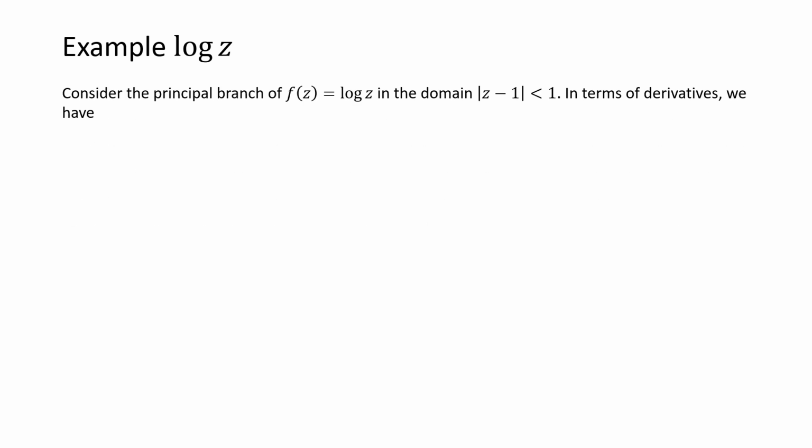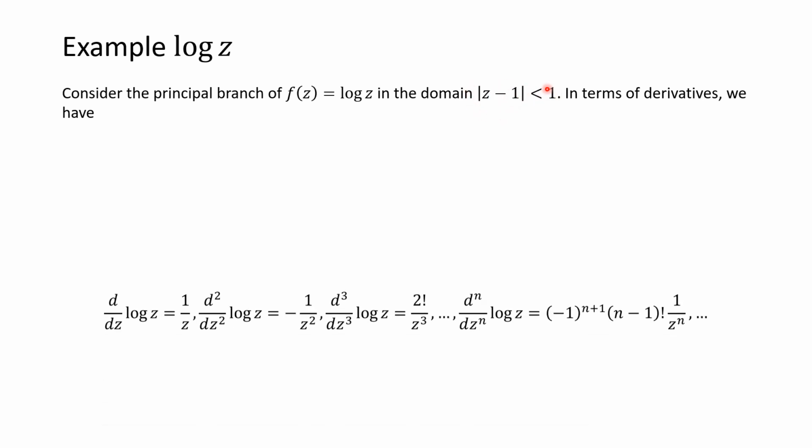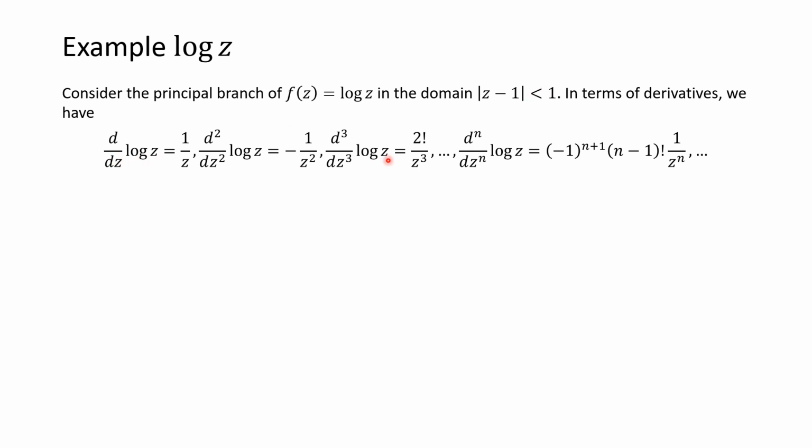As our second example, we'll take the log z and find its Taylor series in this case about the point z equals 1 and within a disk of radius 1. So the first thing is we take the derivatives of the log. We already derived the derivative of the log to be 1 over z, and the second derivative is minus 1 over z squared. Then you get a plus 2 factorial over z cubed, and so on, and you get, for the nth derivative, minus 1 to the n plus 1 times n minus 1 factorial divided by z to the n.